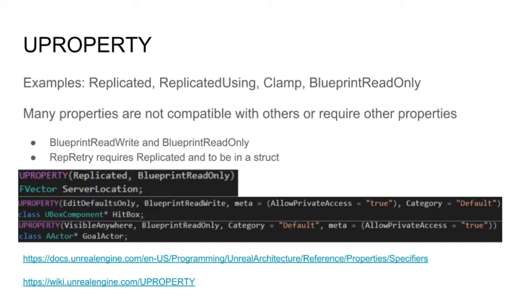Some of these specifiers are not compatible, require, or imply other specifiers. For example, BlueprintReadOnly is not compatible with BlueprintReadWrite, as one overrides the other. Likewise, Replicated and ReplicatedUsing are not compatible because ReplicatedUsing implies Replicated.